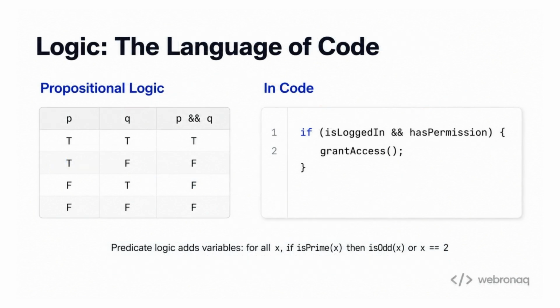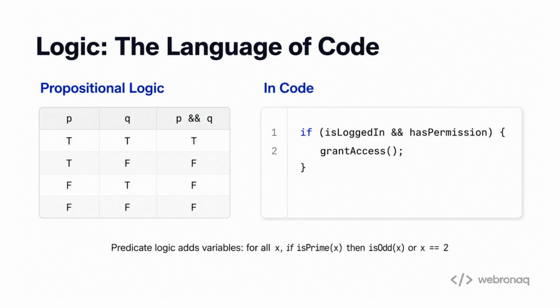Logic is where discrete math and programming overlap most visibly. Propositional logic studies statements that are either true or false, and the connectives that combine them. When you write an if statement in code with logical AND, you are applying exactly this. The truth table on screen shows how AND behaves. The whole expression is only true when both P and Q are true.